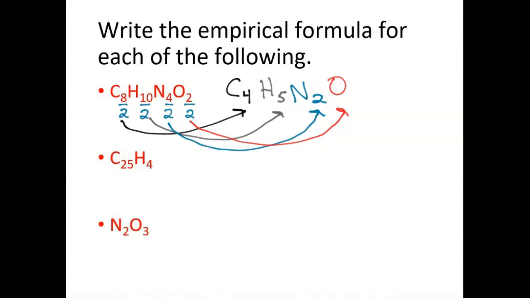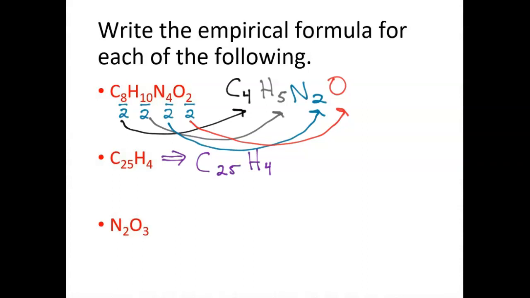Now sometimes you'll have a compound like number 2, C25H4. Those aren't divisible by anything. They don't have a common factor. All right, 25 can't be divided by 2 or 4. 4 can't be divided by 5 or anything like that. And if that's the case, you're already in the simplest ratio. So you already have the empirical formula. So you can just rewrite it. It's already the simplest ratio.